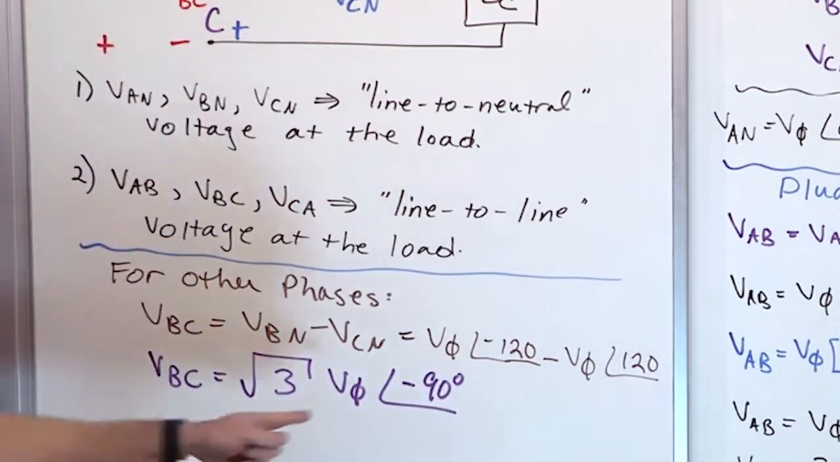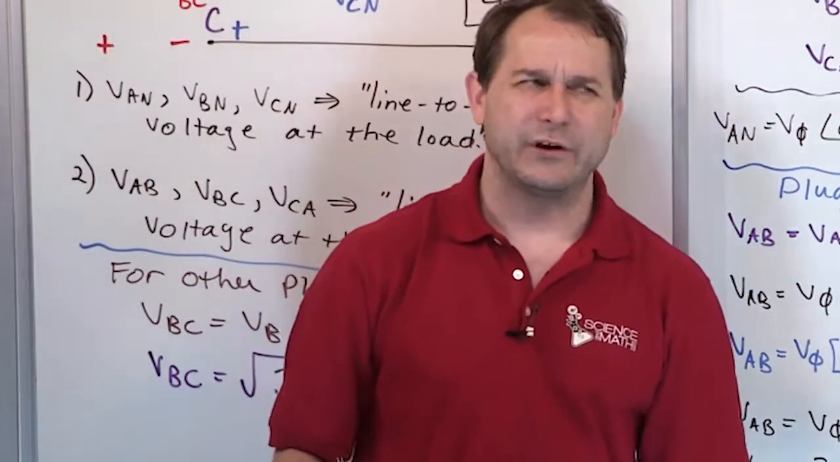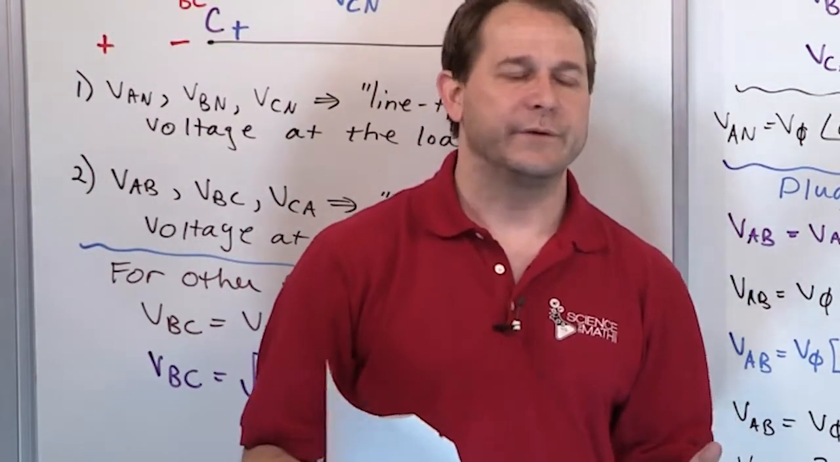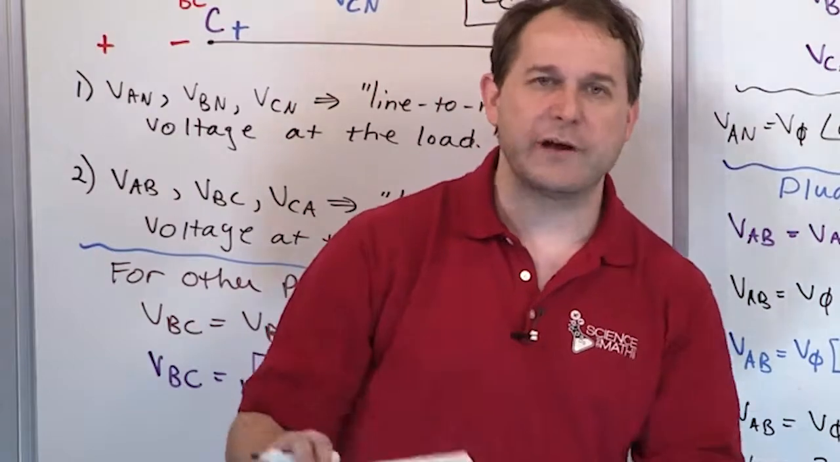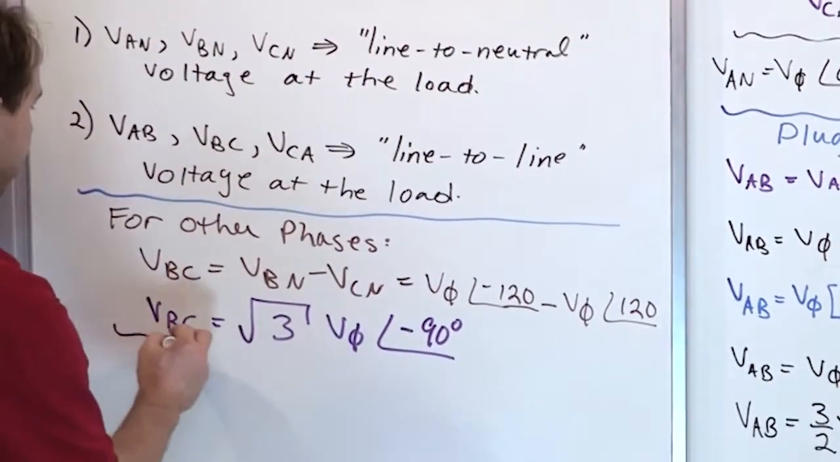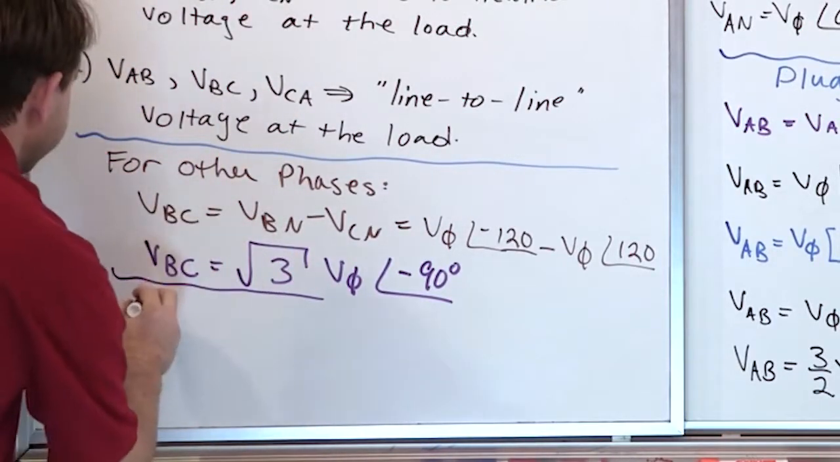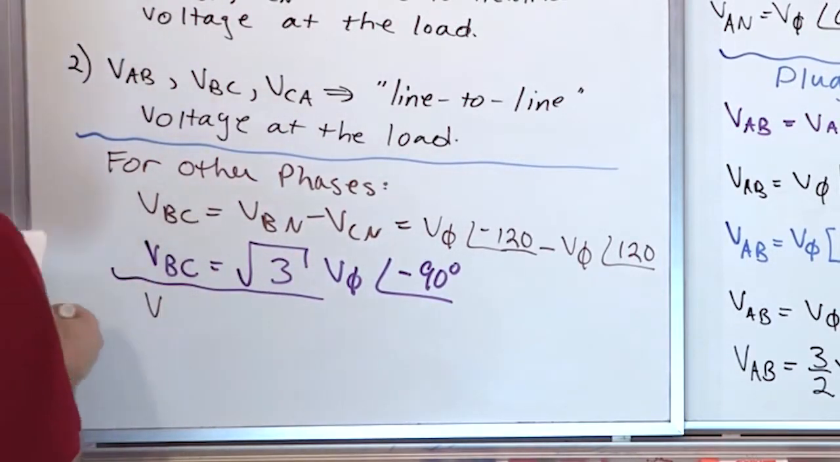Now, you might be worried because you say, well, wait a minute, this is negative 90. The other one we got was positive 30. Now I'm starting to get confused. Okay, just hold on for a second. I'll show you how everything lines up in just a minute. This is what you get for the BC phase. Okay, now let's do the third one real quick. Again, I'm skipping a lot of the steps because I'm trying to connect the dots for you.